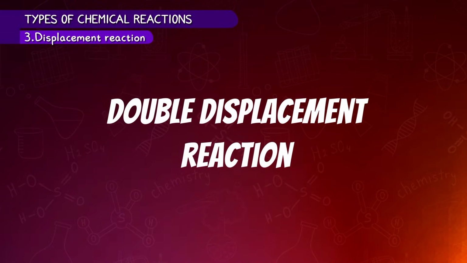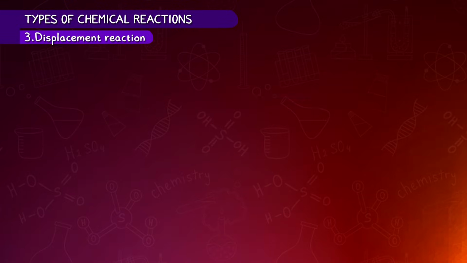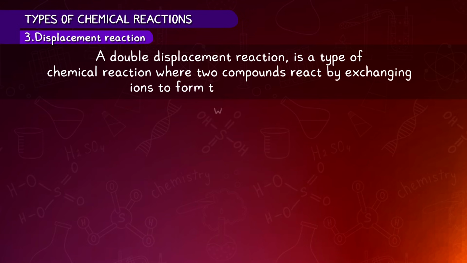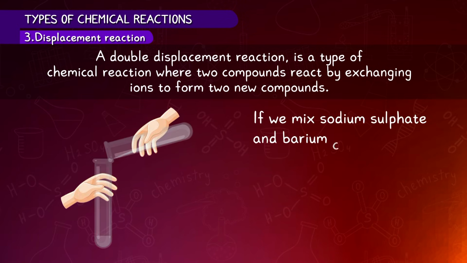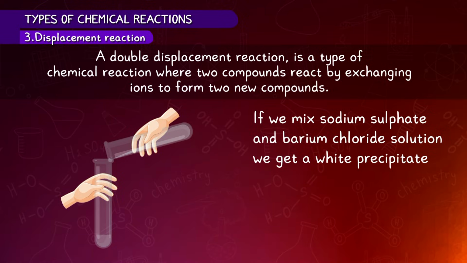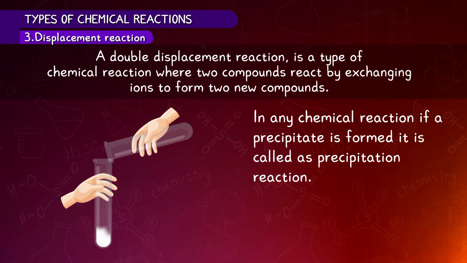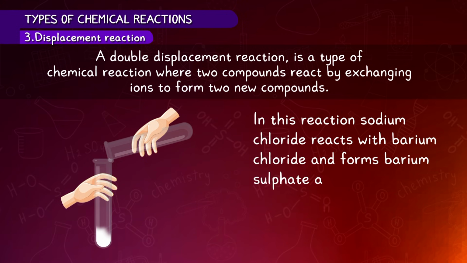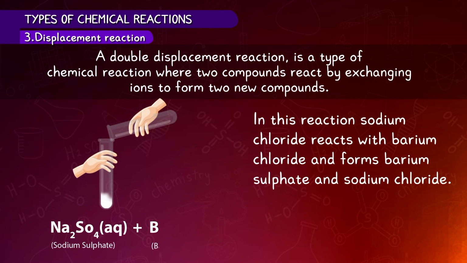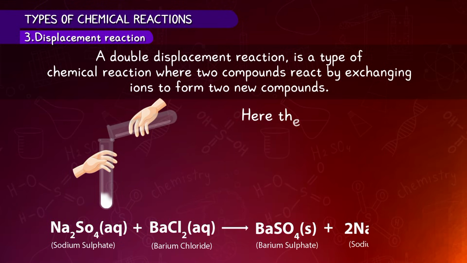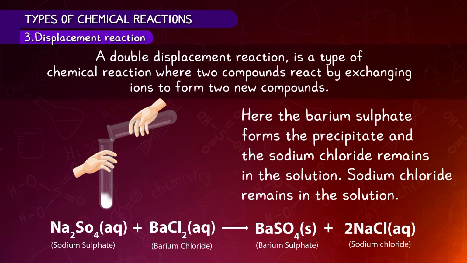Now let us see double displacement reaction. A double displacement reaction is a type of chemical reaction where 2 compounds react by exchanging ions to form 2 new compounds. If we mix sodium sulfate and barium chloride solution, we get a white precipitate. In any chemical reaction, if a precipitate is formed, it's called a precipitation reaction. In this reaction, sodium sulfate reacts with barium chloride and forms barium sulfate and sodium chloride. Here the barium sulfate forms the precipitate and the sodium chloride remains in the solution.